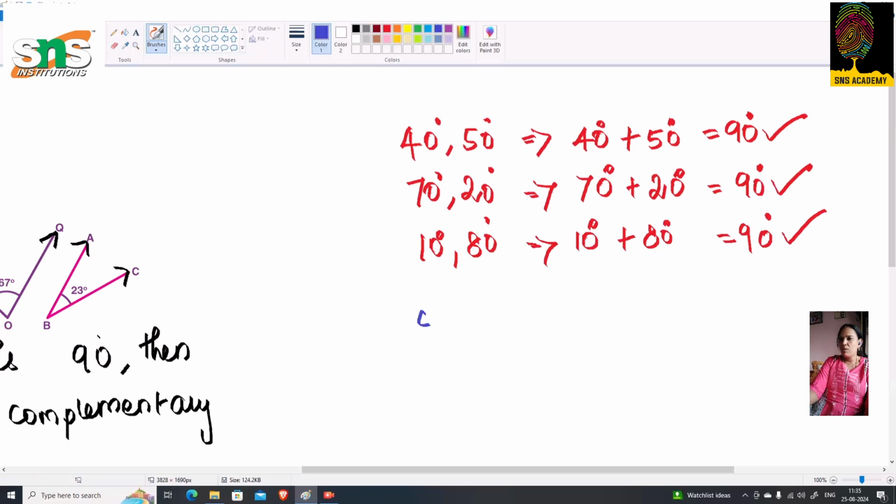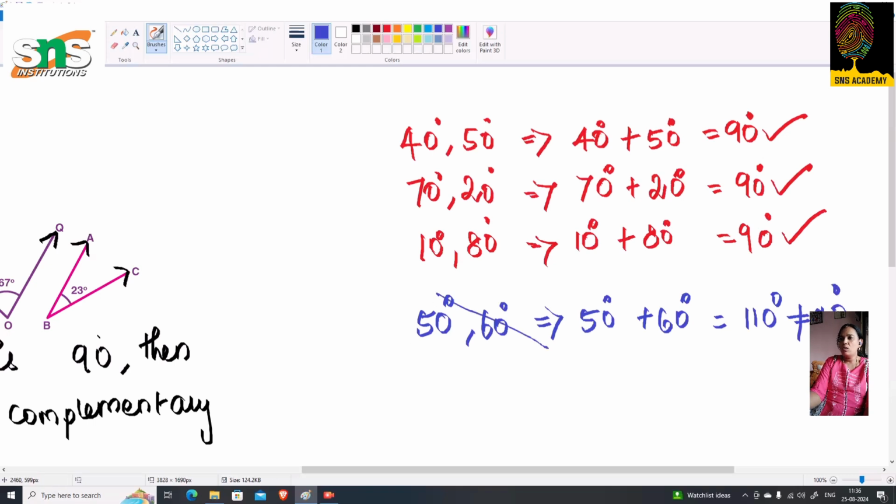Suppose for example, I am taking 50 degrees and 60 degrees. So when I add 50 plus 60, what is the answer? Yes, that is 110 degrees, but it is not equal to 90. Therefore, this particular example is not a complementary angle.